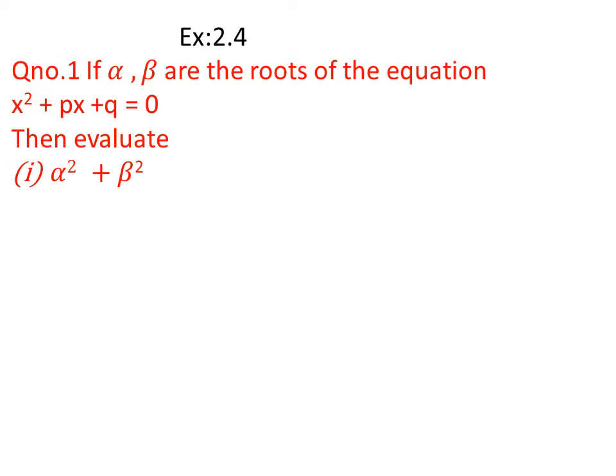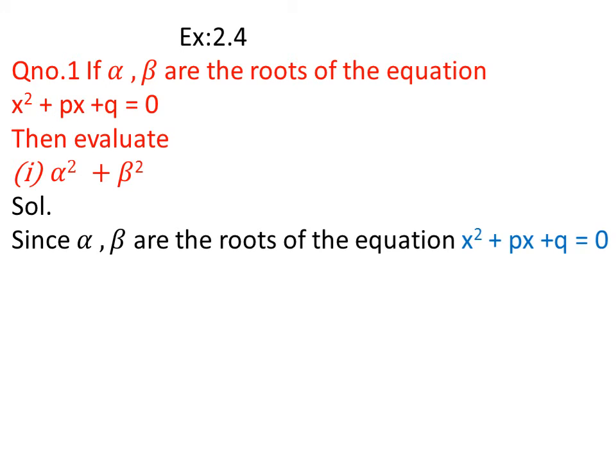Here we have to solve first question from exercise 2.4. If alpha beta are the roots of the equation x square plus px plus q equal to 0, then evaluate alpha square plus beta square. If alpha and beta are roots of the given equation, we have to evaluate alpha square plus beta square. Since alpha beta are roots of the equation x square plus px plus q equal to 0, in this equation the value of a is 1, the value of b is p and the value of c is q.